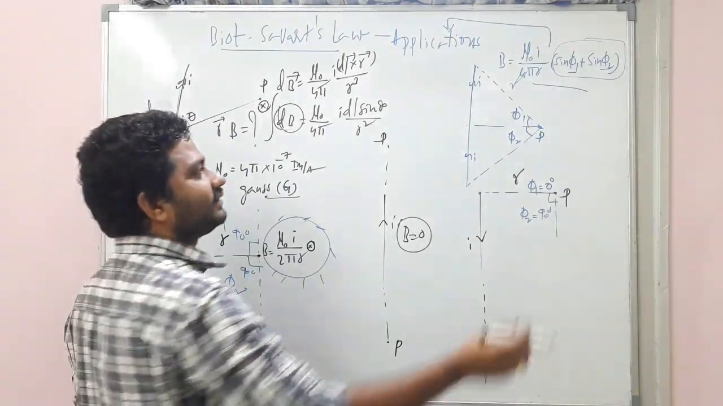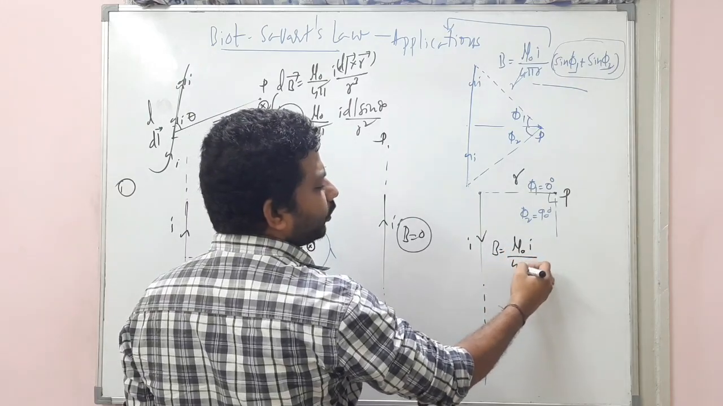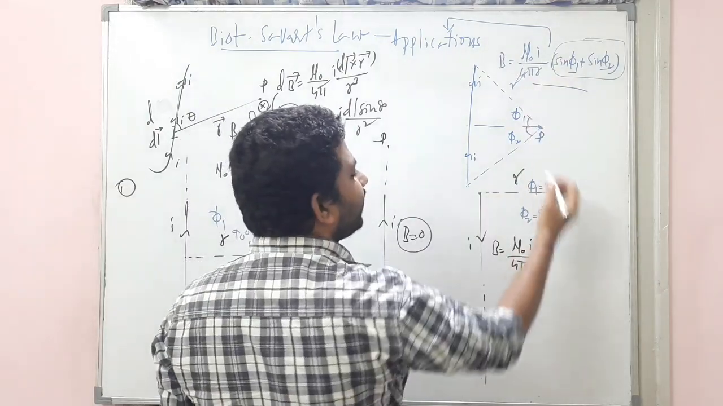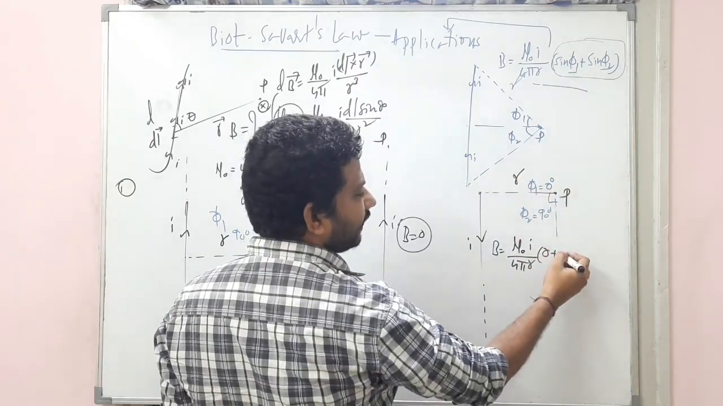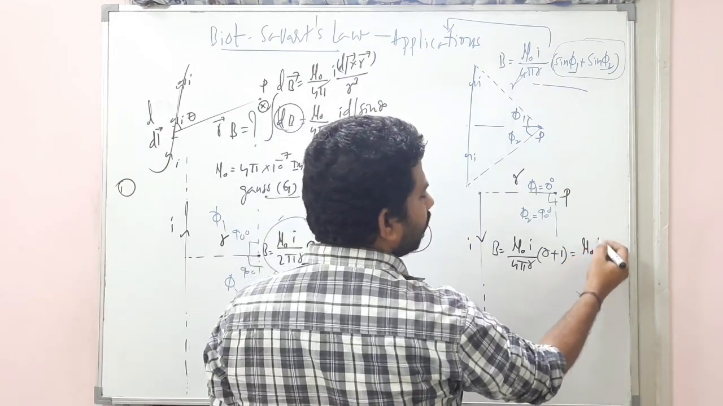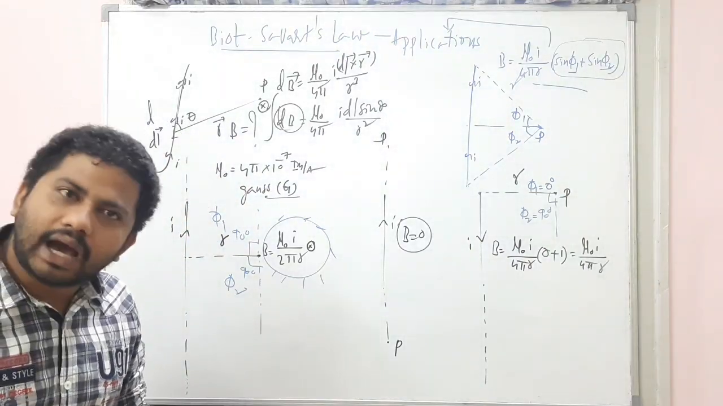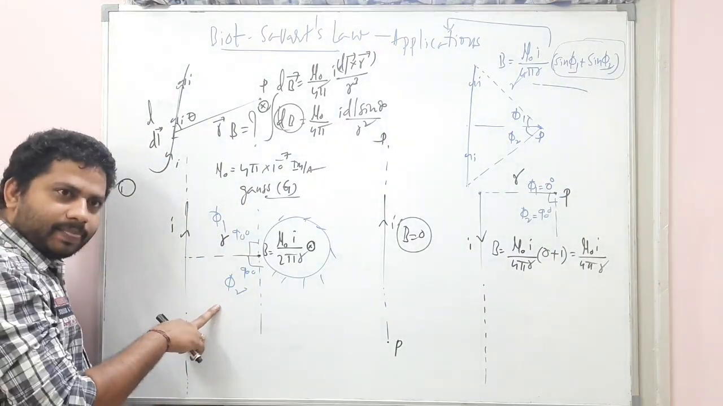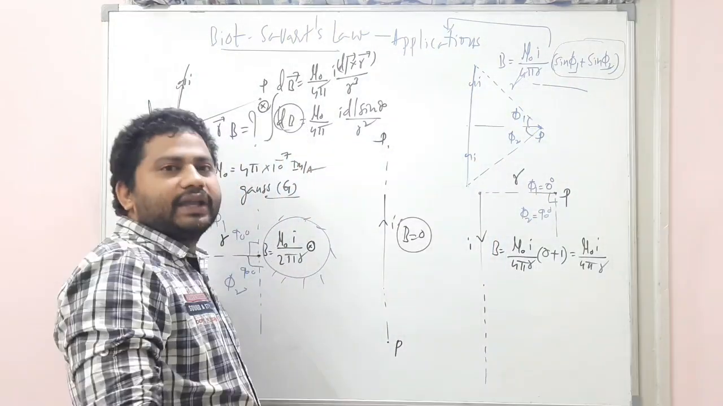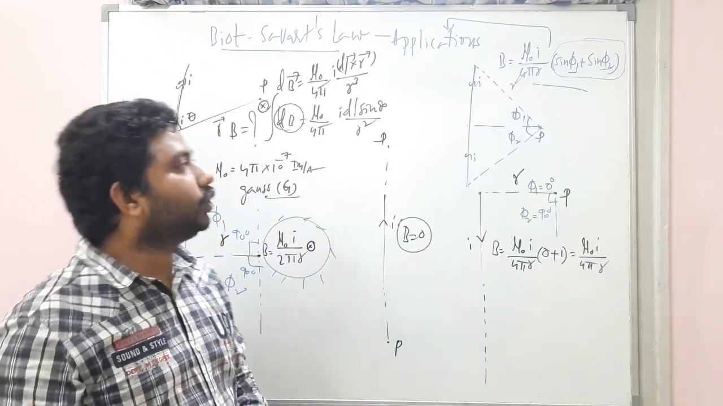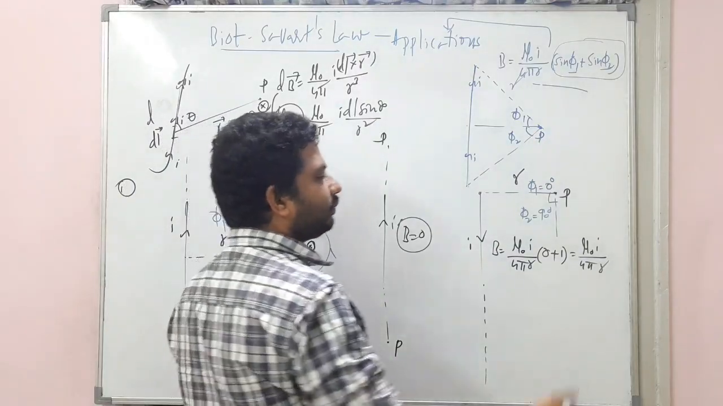Clear? And let us discuss this one. So substitute here. So B is equal to mu naught I by 4 pi R into sine phi 1, that's 0, sine 0 is 0, plus sine phi 2, that is 90, sine 90 is 1, and your answer is mu naught I by 4 pi R. In the earlier case, mu naught I by 2 pi R. General case, mu naught I by 4 pi R into sine phi 1 plus sine phi 2. And in this case, mu naught I by 4 pi R.